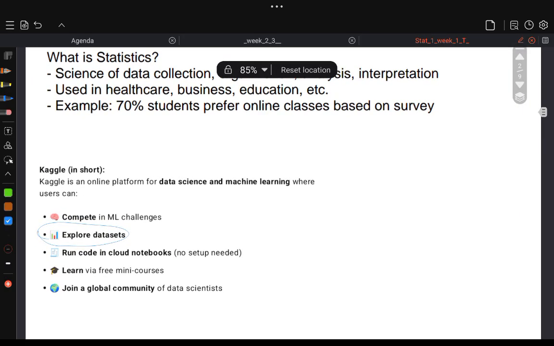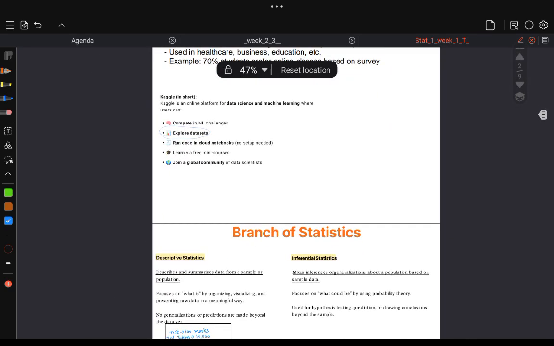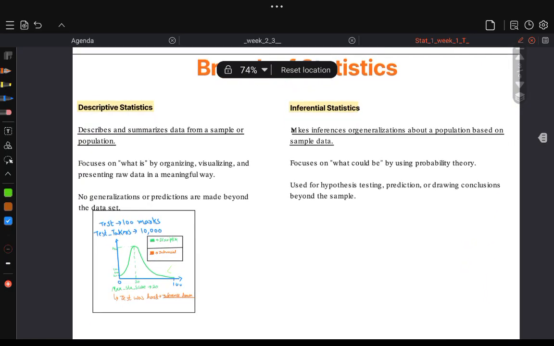Kaggle is not coming in the examination, but for stat activities, Kaggle will play a major role for collecting our data sets and performing analysis and operations on them. So remember it. Now comes the main portion from where the questions will come.